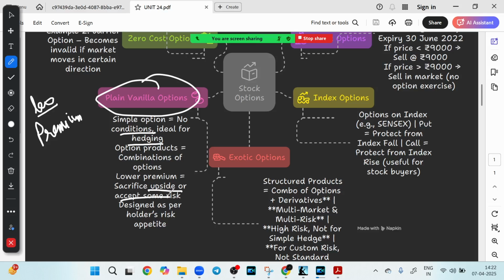But you are okay with certain conditions, but you don't want to pay premium, right? It's okay for them. Like in range forward, you get a high rate unless market crosses a certain level, and in knock-out option, it becomes inactive if market moves in a certain direction. There is a condition involved here. Because not paying premium, they have to satisfy certain conditions.